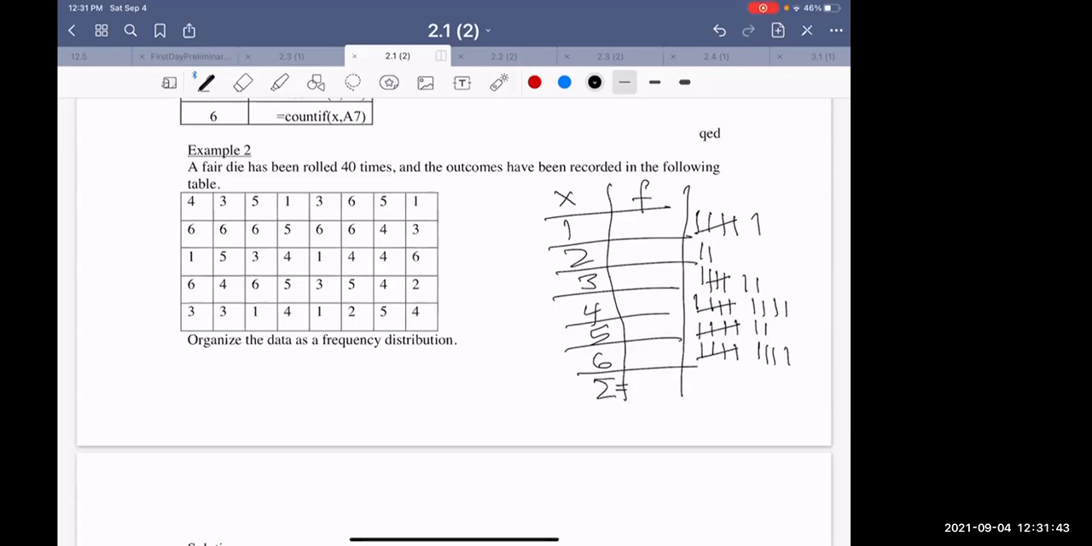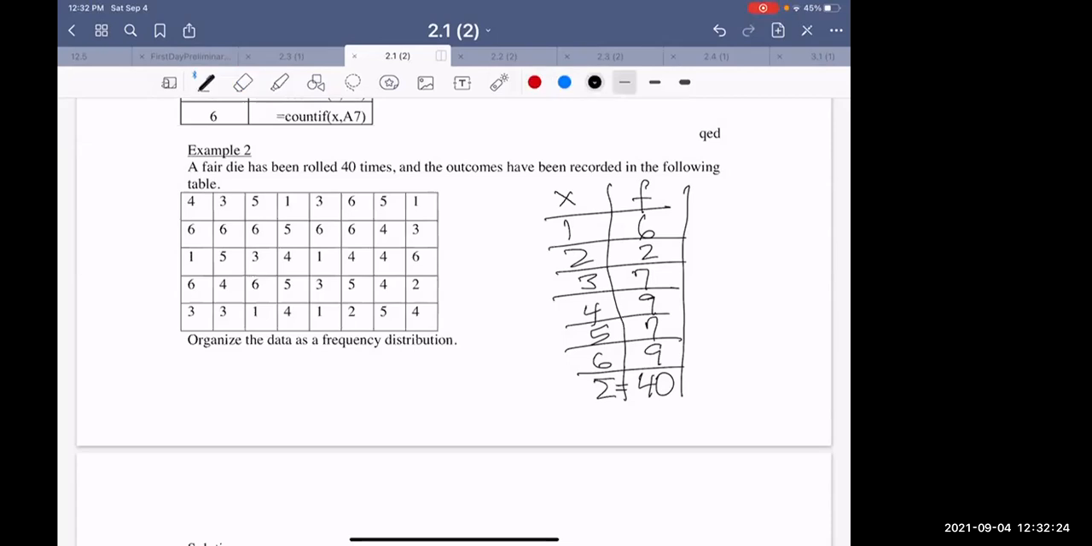Okay, so I have 6, 2, 7, 9, 7, 9. Okay, so let's add these up. Let's see if I have the correct amount. 18, 25, 30, 40. And I rolled it 40 times. Good. I always check to see, because I'm never sure that I added these up correctly. And so if I do that, I have the following frequency distribution.